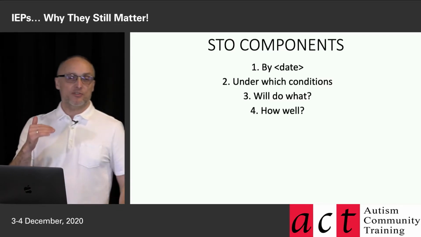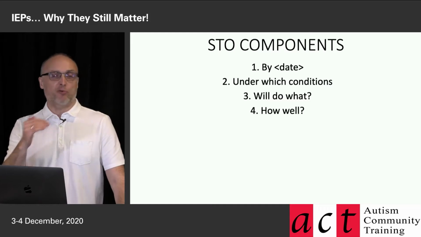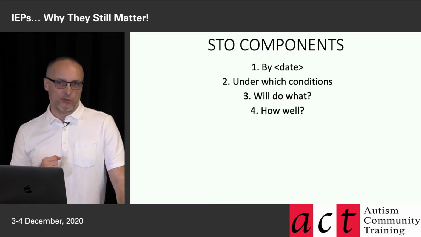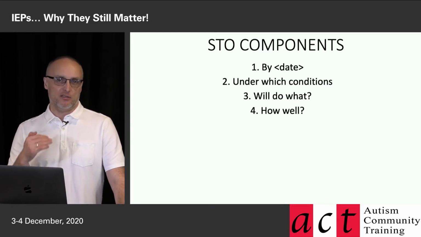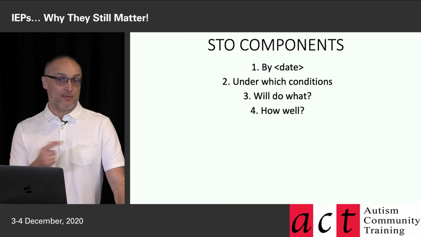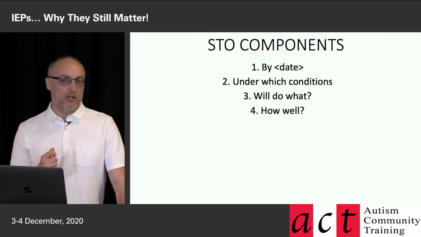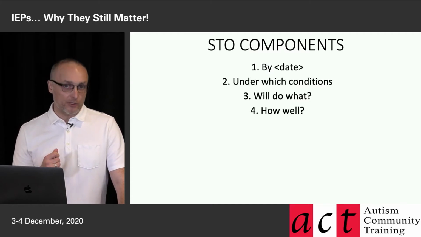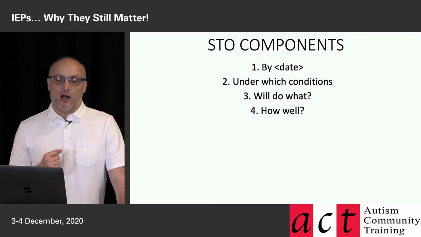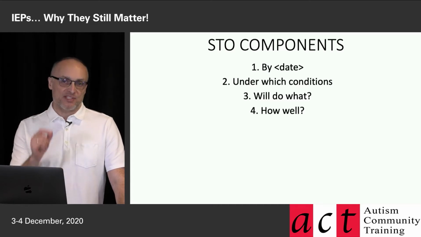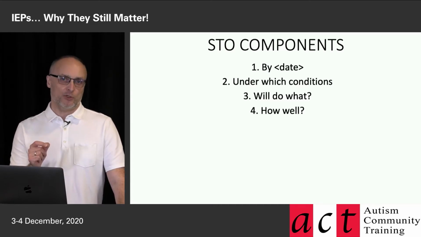So here's the BC Ministry of Education formula for how to write a good short-term objective, and this should make it a SMART objective. It should specify the date by which it should be achieved. That's the due date. And again, as I mentioned not that long ago, it's not June. It's earlier than June. Under which conditions?